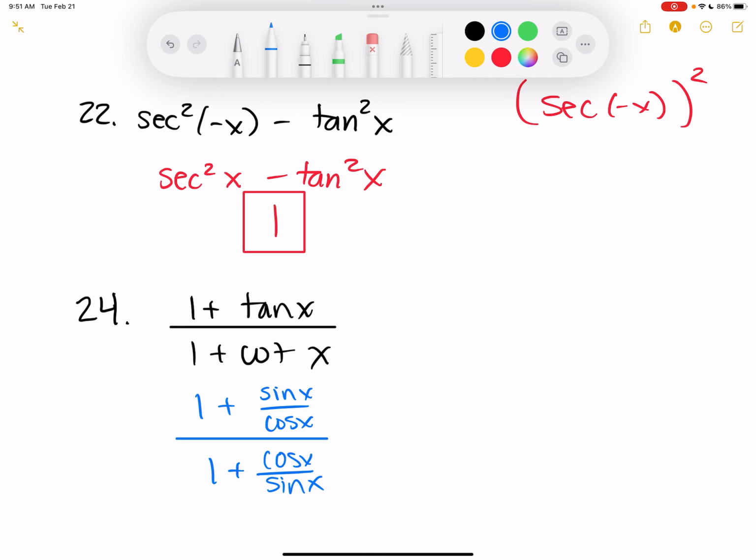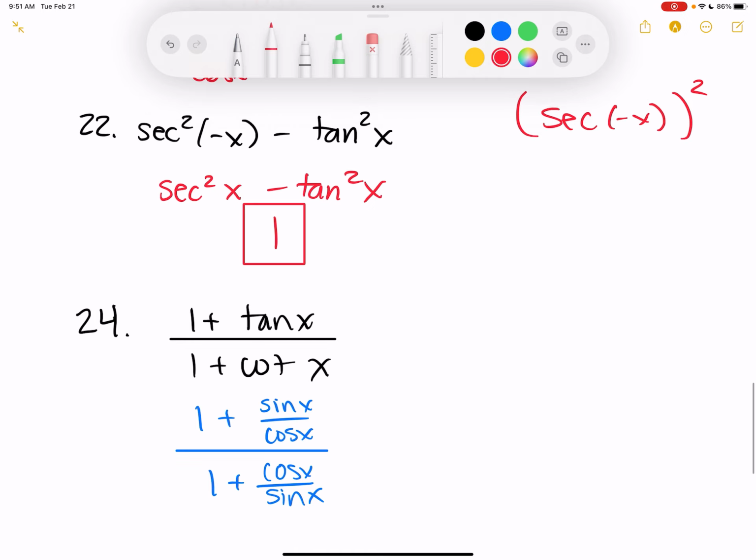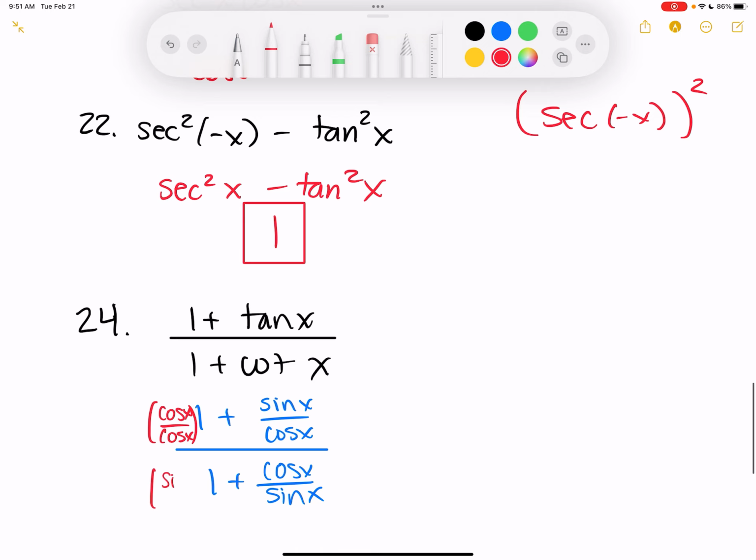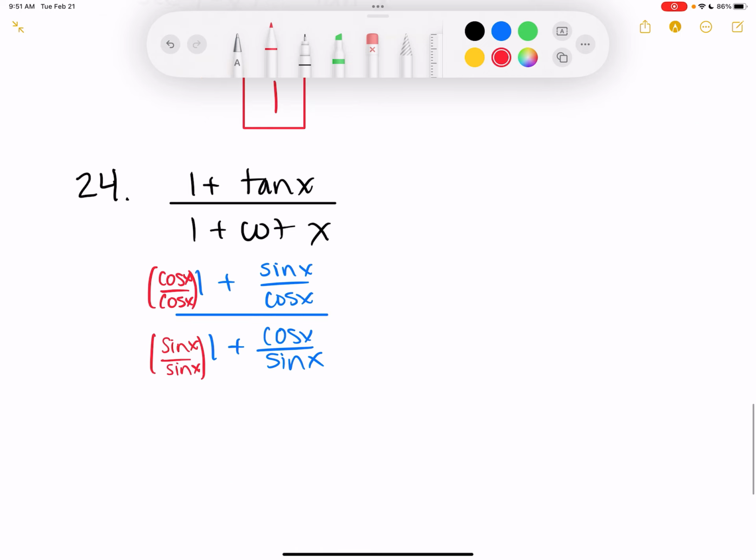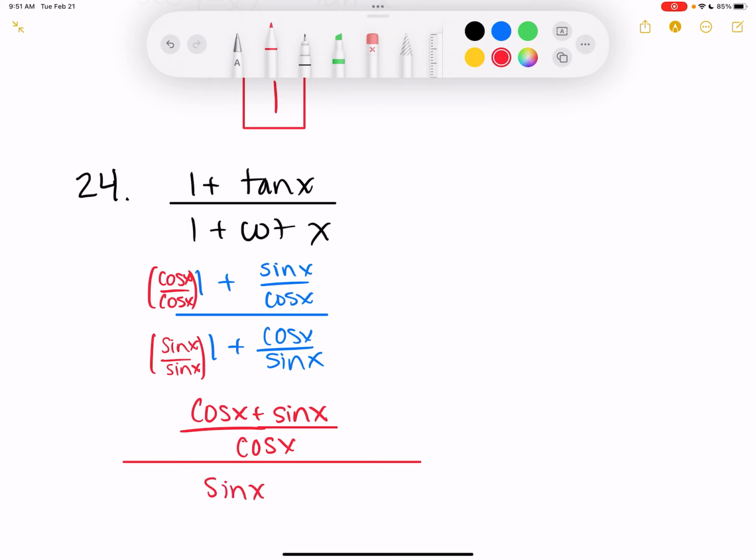Yeah, exactly. So I'm going to multiply this by cosine x over cosine x, and I'm going to multiply the bottom one by sine x over sine x. So I have cosine x plus sine x over cosine x, all over sine x plus cosine x over sine x.